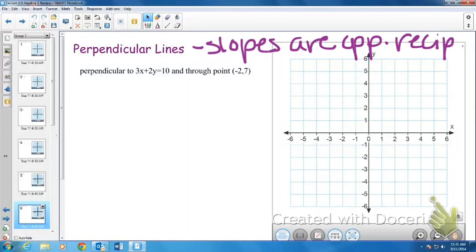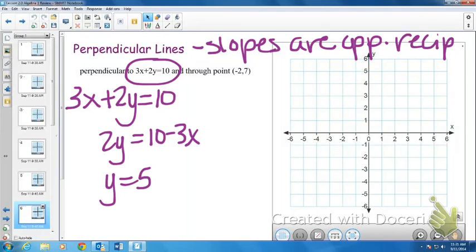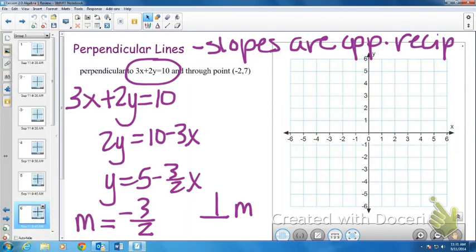So if I want a line that's perpendicular to 3x plus 2y equals 10, then that means I need to find the slope of this line. Well, we just did that on the last slide. We got y alone. So 2y was equal to 10 minus 3x, and we divided by 2, so y is 5 minus 3 halves x. So even though I've written it out of order here, the slope is always what's attached to my x. So my slope is negative 3 halves. So if I want a perpendicular slope, and the little upside down t means perpendicular, I take the opposite, so instead of negative it will be positive, and I take the reciprocal, so that would be 2/3.